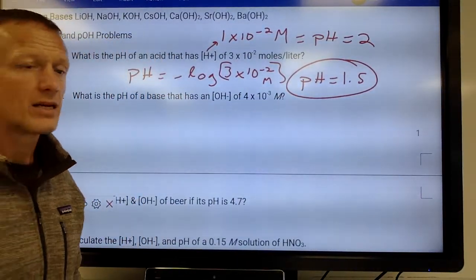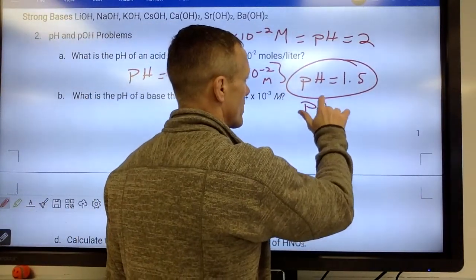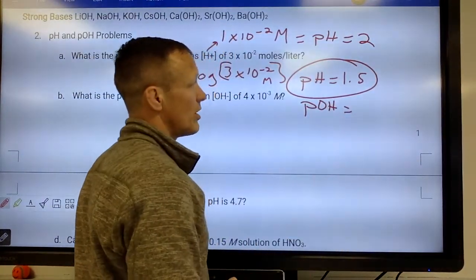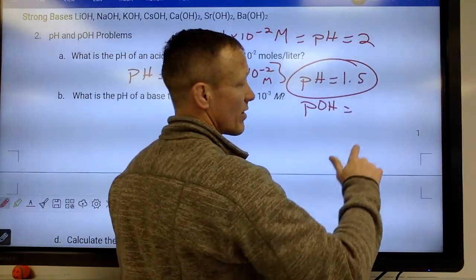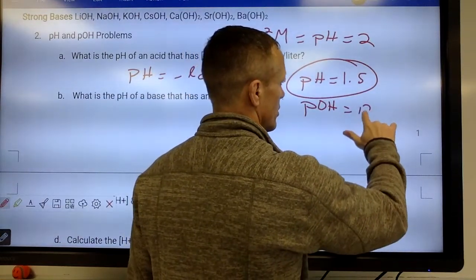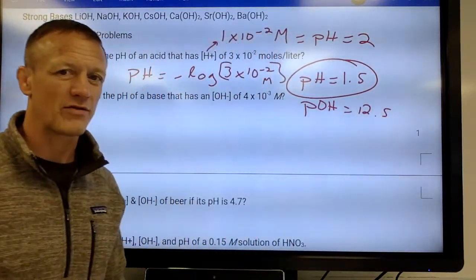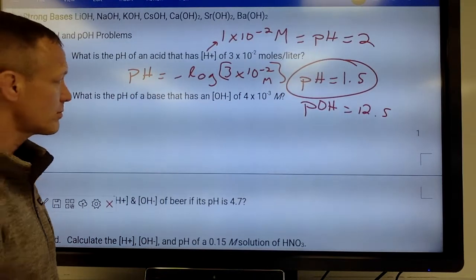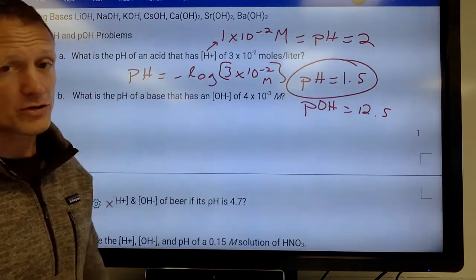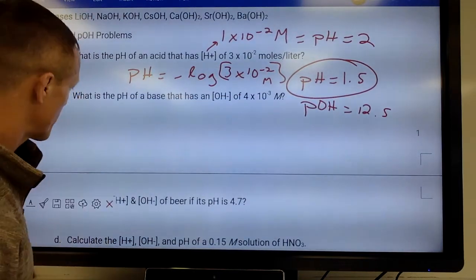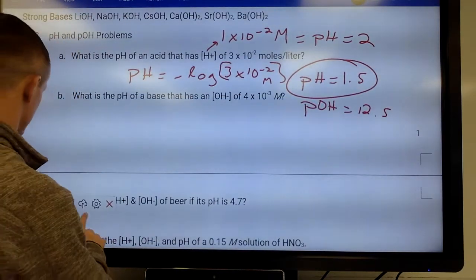So pretty acidic. That means the pOH, 14 minus that, would be 12.5. Don't deal with pOH very often, but remember, they add up to 14. Remember also, if I know concentration H plus, I can get concentration OH negative from there. All right.